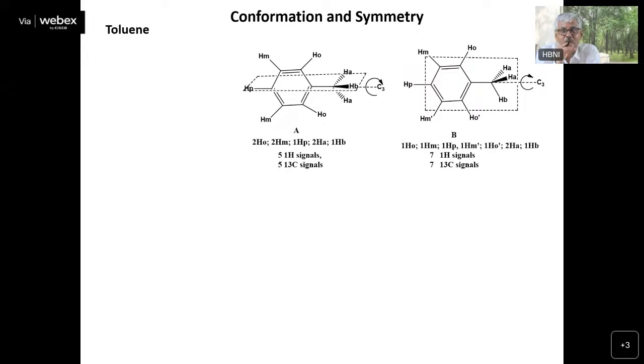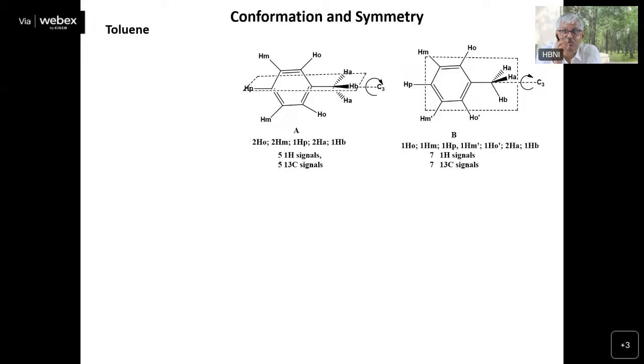Now, this is one conformation. In the other conformation, one HB is in the plane of the ring, and of the two HA, one is below the plane and another is above the plane. And you will see that now the two ortho protons are not equivalent.